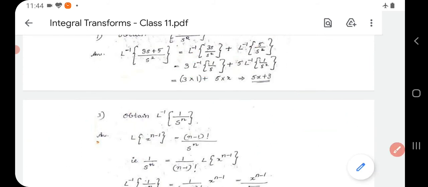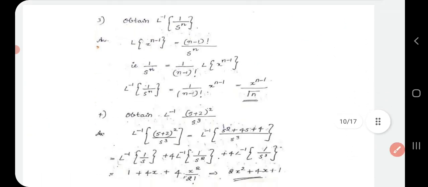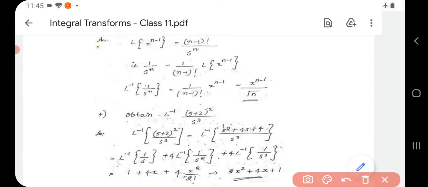Okay. Now next question. L inverse of 1 by s raised to n. We have already studied Laplace transform of x raised to n minus 1 is n minus 1 factorial by s raised to n. From here, 1 by s raised to n will be 1 by n minus 1 factorial into Laplace transform of x raised to n minus 1. So what will be L inverse? Taking L inverse on LHS and RHS, what will be that?